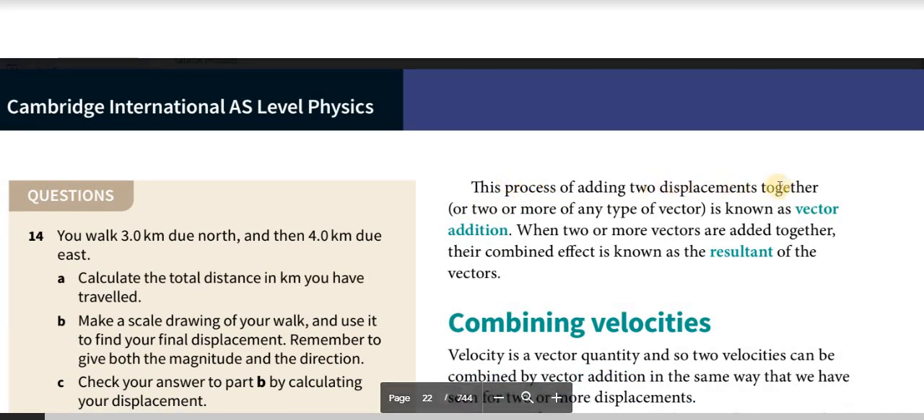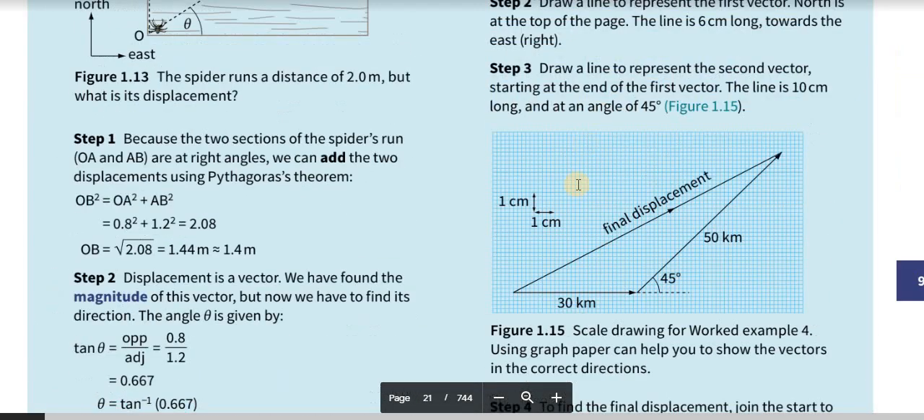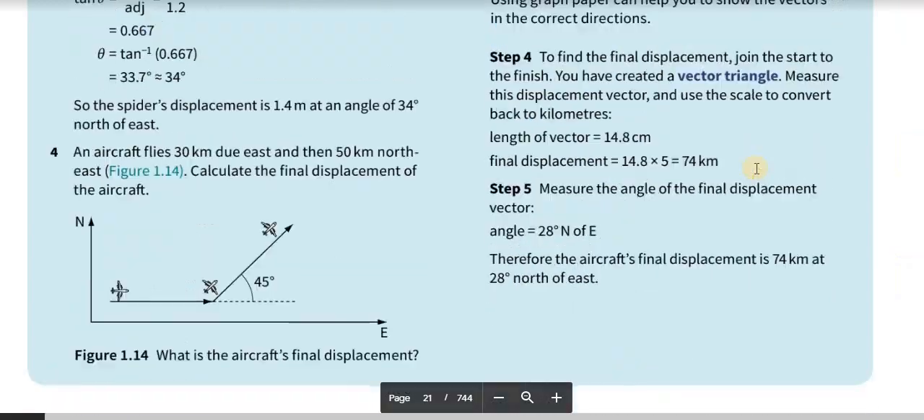This process of adding two displacements together, or two or more of any type of vector, is known as vector addition. When two or more vectors are added together, their combined effect is known as the resultant of the vectors. So here we got the resultant vector. We added this one and this one to get the resultant.